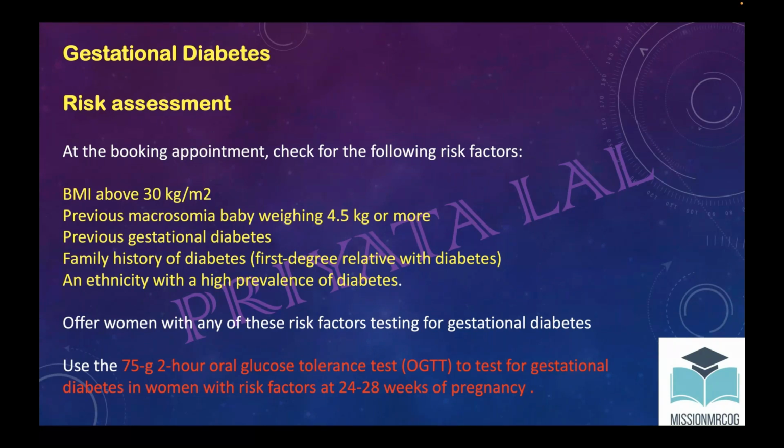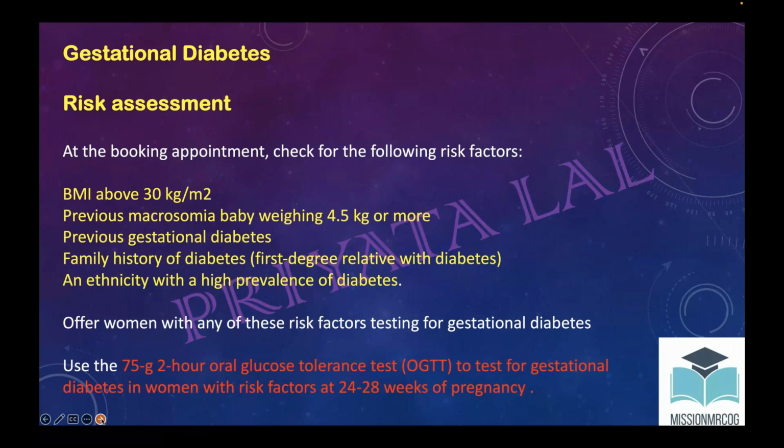So you have to remember this, because otherwise people make mistakes in their questions. I'm repeating it again. In the UK, at the booking visit there would be a risk assessment. If the patient has BMI more than 30, a previous baby weighing more than 4.5 kg, previous GDM, family history of diabetes like a first degree relative having diabetes, or the patient belongs to an ethnicity that has a high prevalence of diabetes, then you will arrange sugar testing. The sugar testing is done with the oral glucose tolerance test at 24 to 28 weeks of pregnancy. This is 75 gram and 2 hours. Lots of questions will come from here.